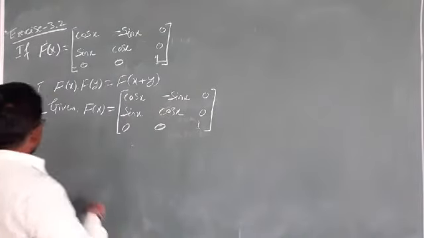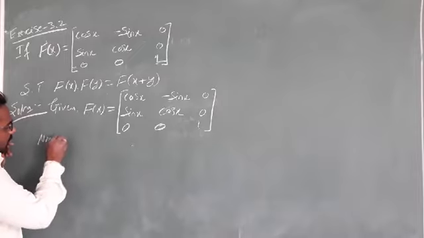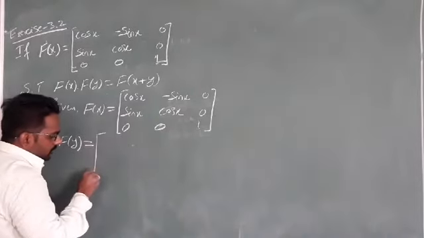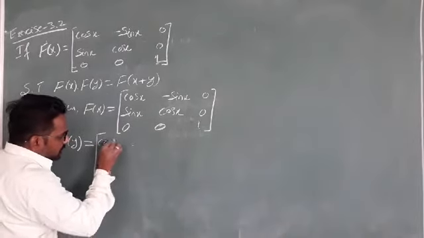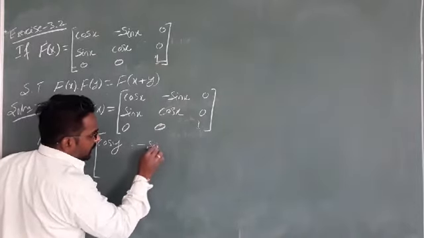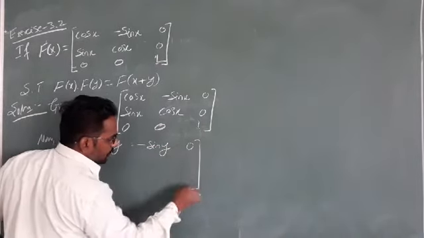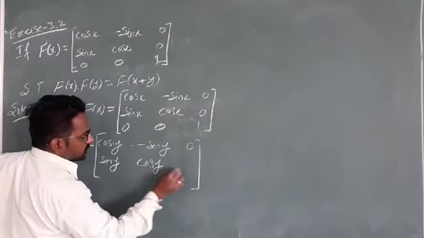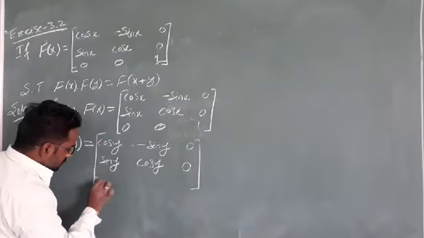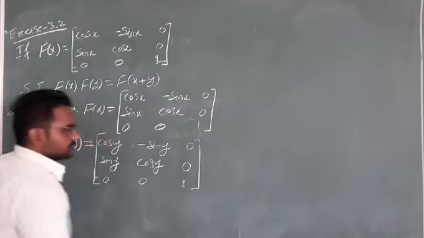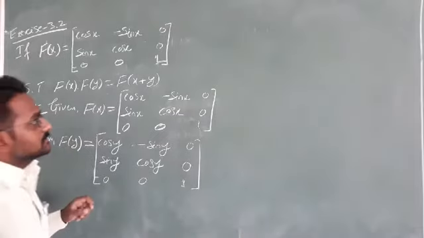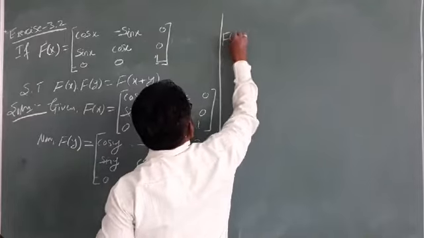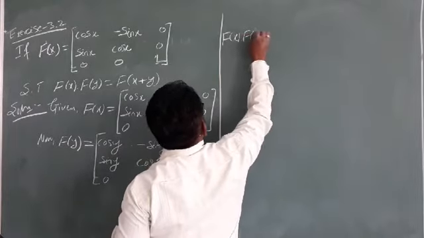Okay. So now f of y becomes cos y, minus sin y, 0; sin y, cos y, 0; 0, 0, 1. So we obtain f of y also. So now do the product of these two matrices, that is f of x into f of y.